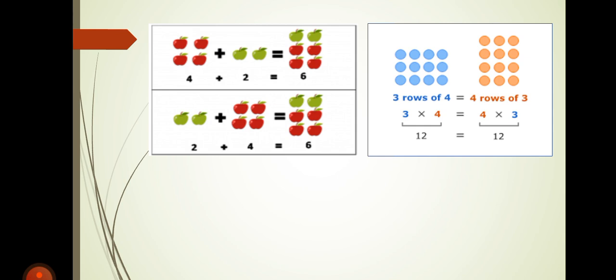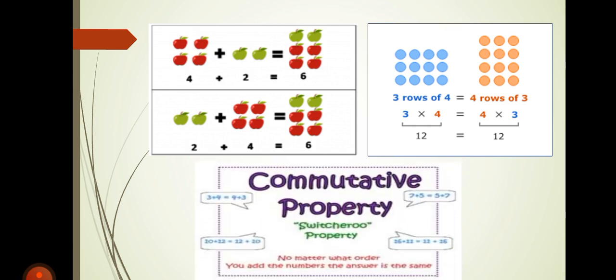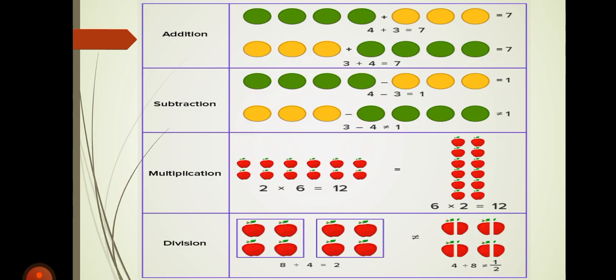Another example. Over here there are 3 rows of 4 blue balls, which gives us the answer as 12. And in another, we have 4 rows of 3 orange balls. Still we get the same answer, that is 4 times 3 is 12. This is nothing but the commutative property of addition and multiplication. This is the first law of arithmetic. Further going, we will see the examples.